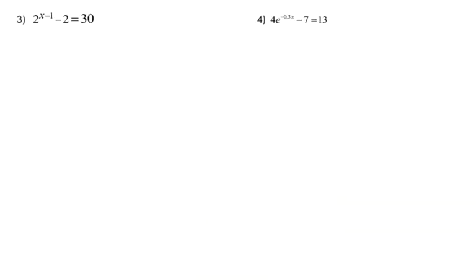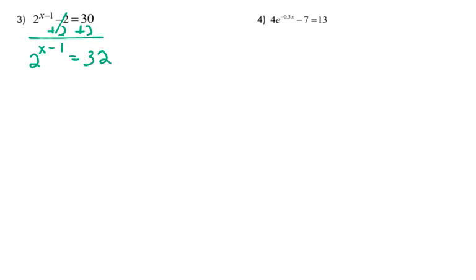X is up in the exponent, and there's only an x on the left. So what I'm going to do is try to get that x by itself as much as possible. So I will add 2 to both sides. So I've got 2 to the x minus 1 power is equal to 32.